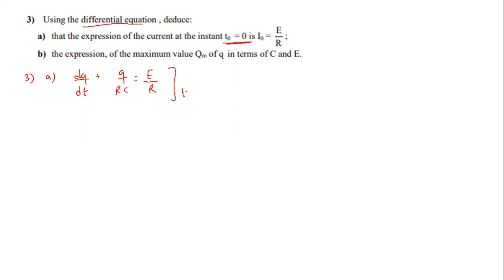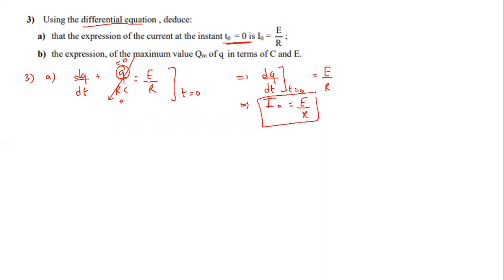If you use this at t equals 0, we know that at t equals 0 the capacitor was uncharged. This means Q was equal to 0. So dQ over dt becomes equal to E over R, since Q is 0. Then dQ over dt, which is what we mean by the current at t equals 0, so I equals E over R.